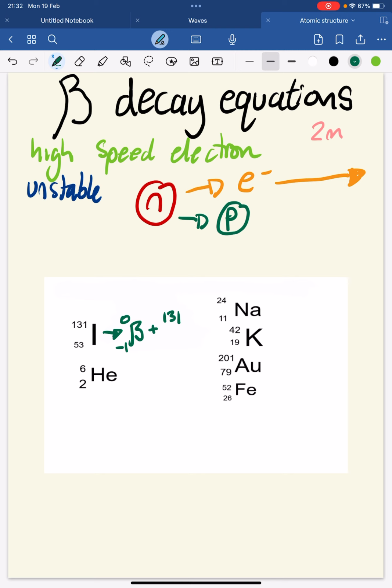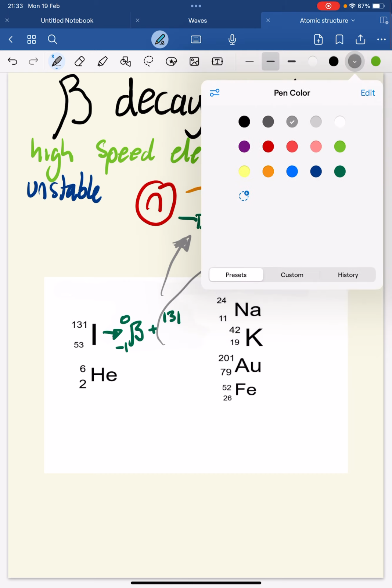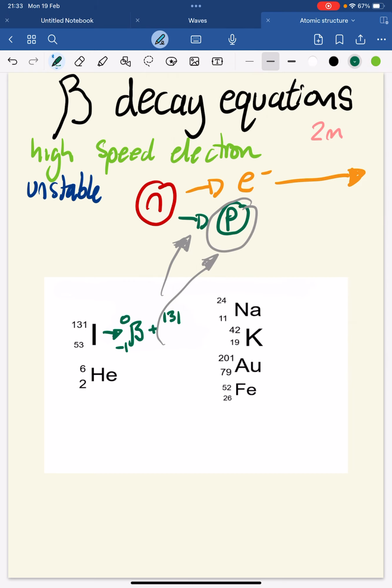And we can link that back to what's happening here, because we have a neutron that's changed to a proton, so the atomic mass has not changed. However, we have gained a proton. So the proton number increases by 1. The proton number here for iodine was 53, so the element that it would decay into will have 54. And when we look at our periodic table, we can see that is Xe.